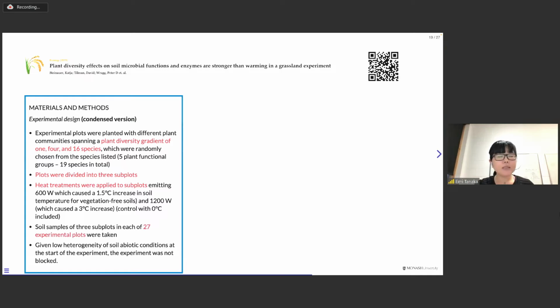Now, there are 27 experimental plots in this one. If you look carefully, this is actually a split plot design. You can see heat treatments applied to subplots, and plant diversity applied to the bigger unit, the experimental plot. So let me show you how the code will look using the system I have built.